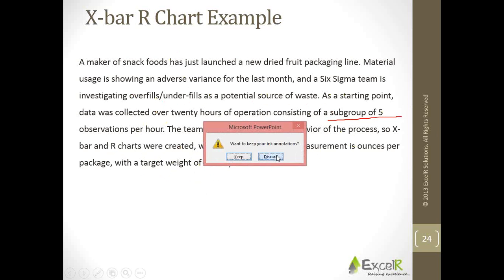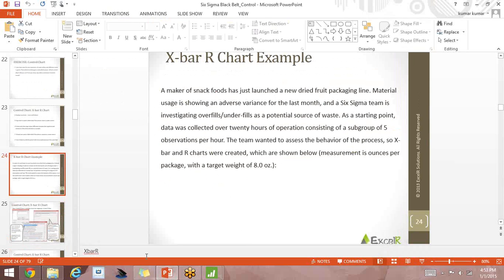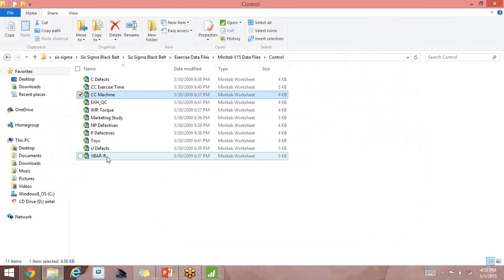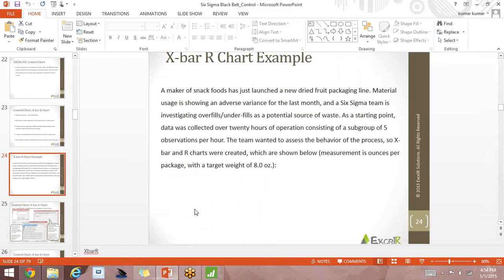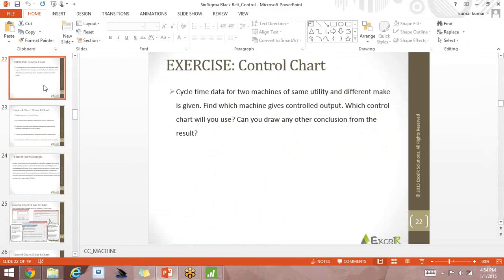Okay, so let me open this X bar R file. It has outputs from 5 different machines, for example. And here are the numbers 8.7, 8.8, and so on and so forth. You have the numbers also available. So why should we use the X bar R chart for this? That's the question.